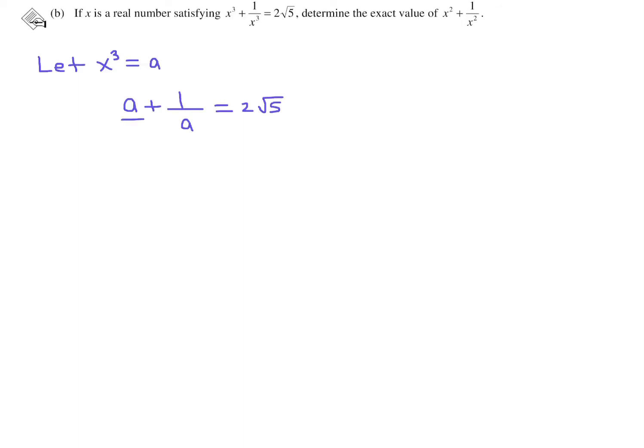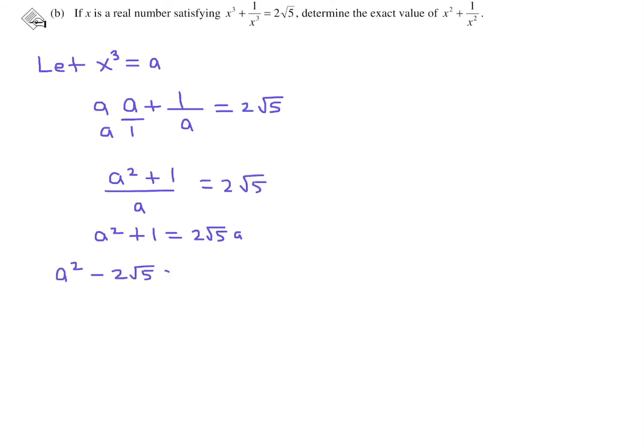We've got some experience now of adding fractions like these. So I get a squared plus 1, over a, is equal to 2 root 5. And then cross multiply: a squared plus 1 is equal to 2 root 5a. And then put everything on one side: a squared minus 2 root 5a plus 1 is equal to 0.